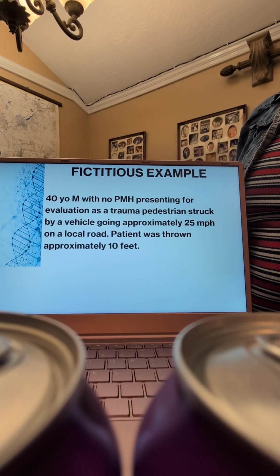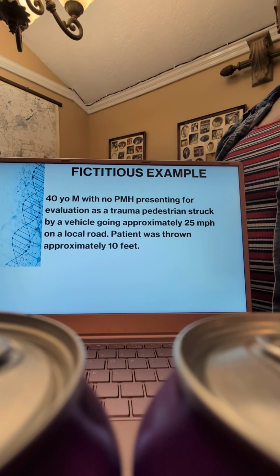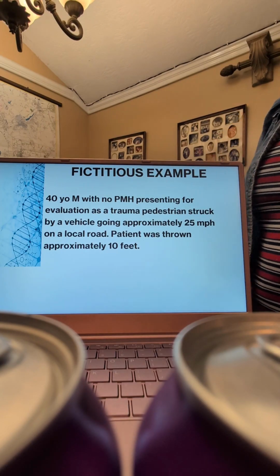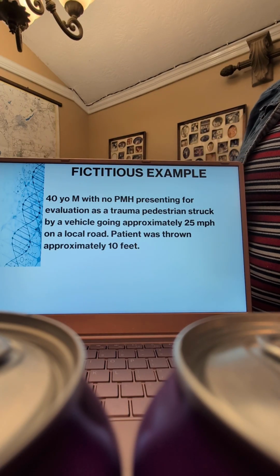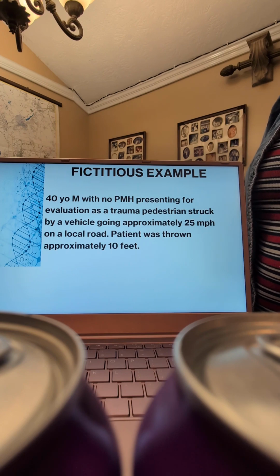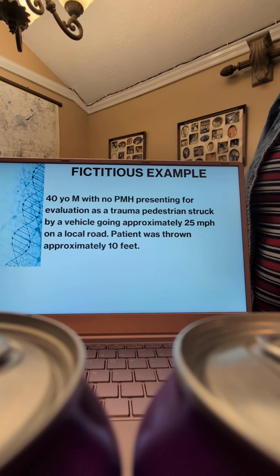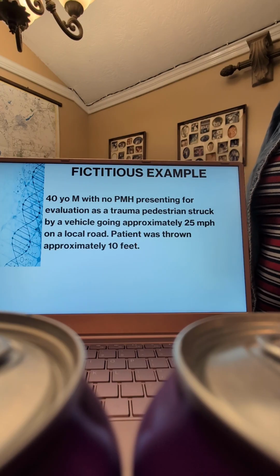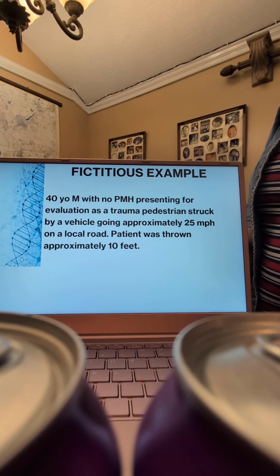This is a fictitious patient, and in no way am I violating any HIPAA laws. A 40-year-old male with no previous medical history presented for evaluation as a trauma, pedestrian struck by a vehicle going approximately 25 miles per hour on a local road. The patient was thrown approximately 10 feet.